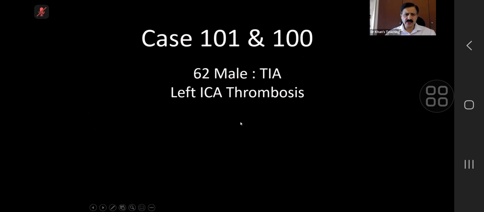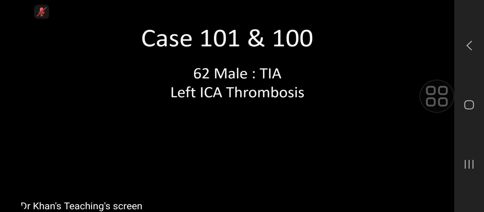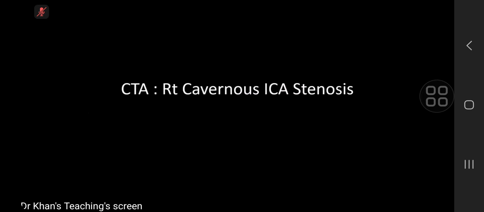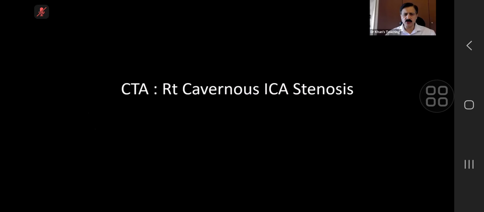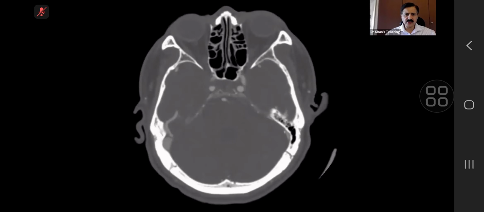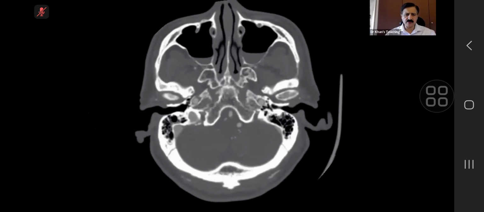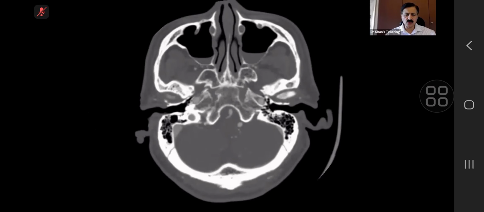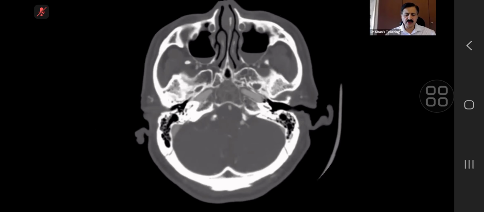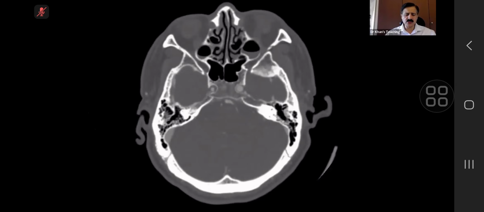Can you see case 101 and 100 written? Yes, I can see the slide. Okay, so yeah, this is just for teaching and this is not for you. The point is that this is particularly for the ST1s and 2s who are listening to this session.